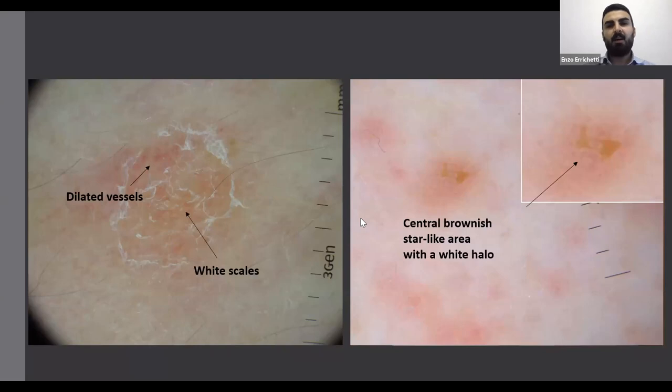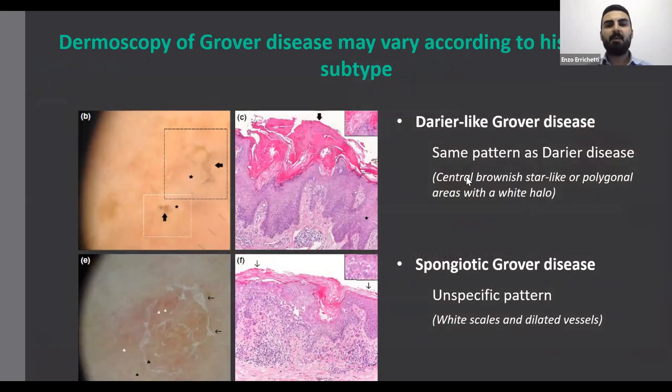So Grover's disease was the one on the right, of course, but actually, even the one on the left was Grover disease. This is due to the fact that histology may be responsible for a different dermoscopic pattern in Grover's disease. We know that in this condition, we have two main histological variants, the Darier-like Grover disease, which displays the same dermoscopic pattern as Darier disease, so the pathognomonic one, the central star-like or a polygonal brownish area with a peripheral white halo. But in the spongotic Grover's disease, which is also very, very common, we do not have this pathognomonic pattern, but we just have unspecific features, dilated vessels and white scales. Sometimes we also have yellow scales.